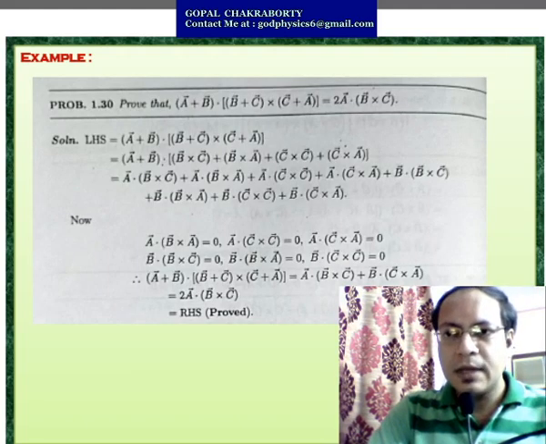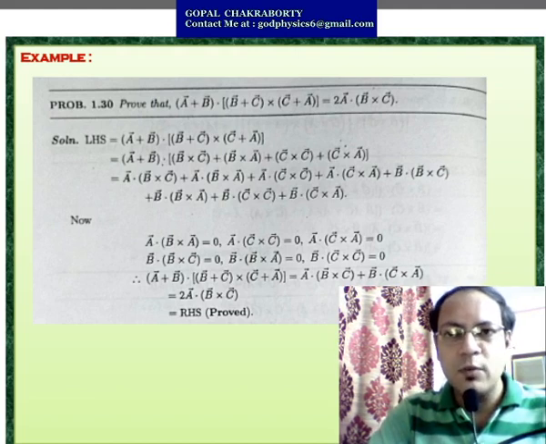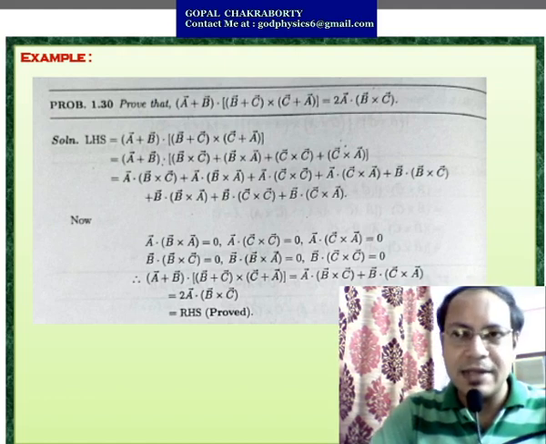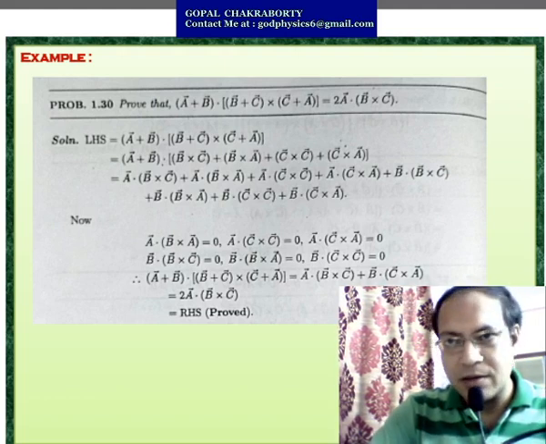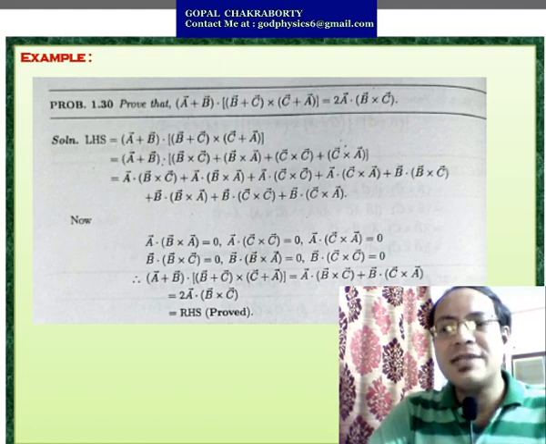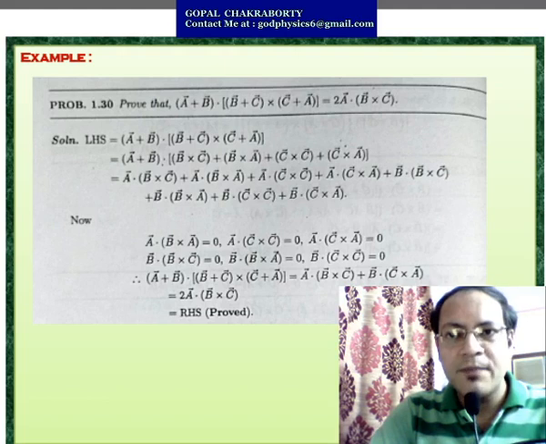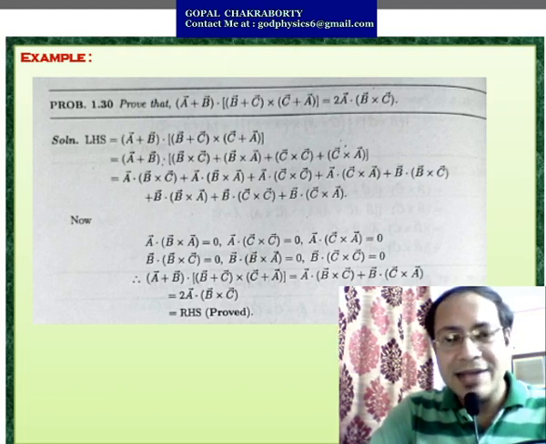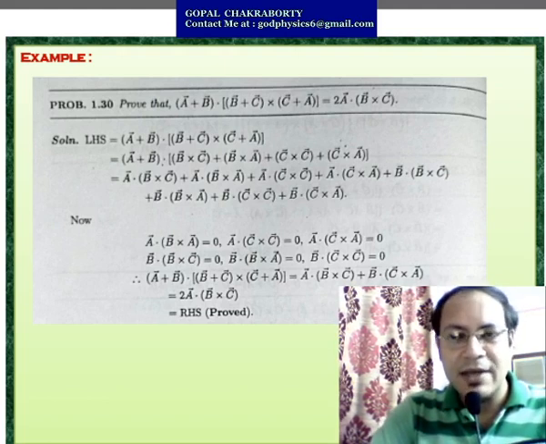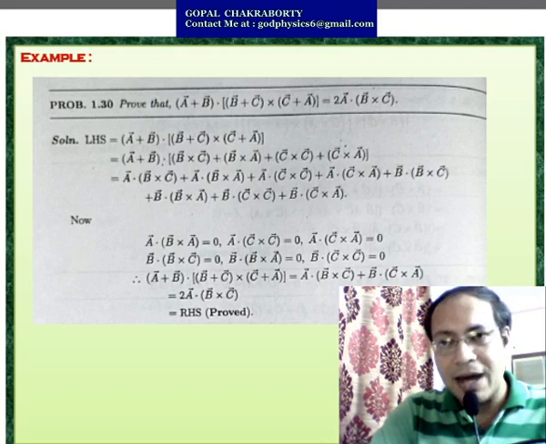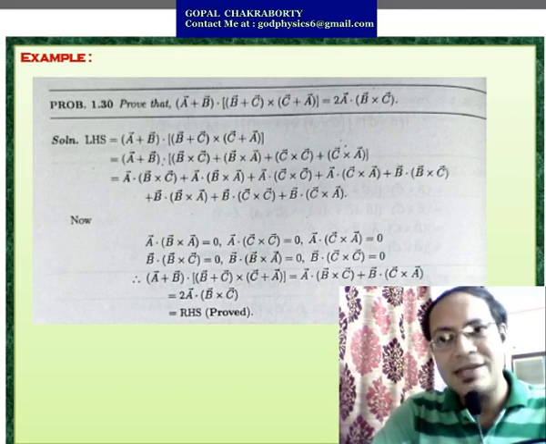Now another problem, you have to prove that (A plus B) dot ((B plus C) cross (C plus A)) equals 2 A dot B cross C. So first we start with the left hand side, that will give you (A plus B) dot, and on the right side of the left hand side equation we expand, that is B cross C plus B cross A plus C cross C plus C cross A.